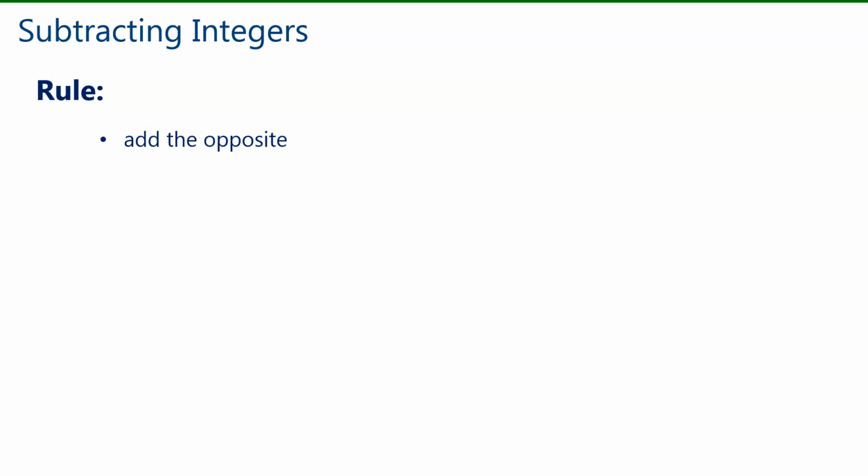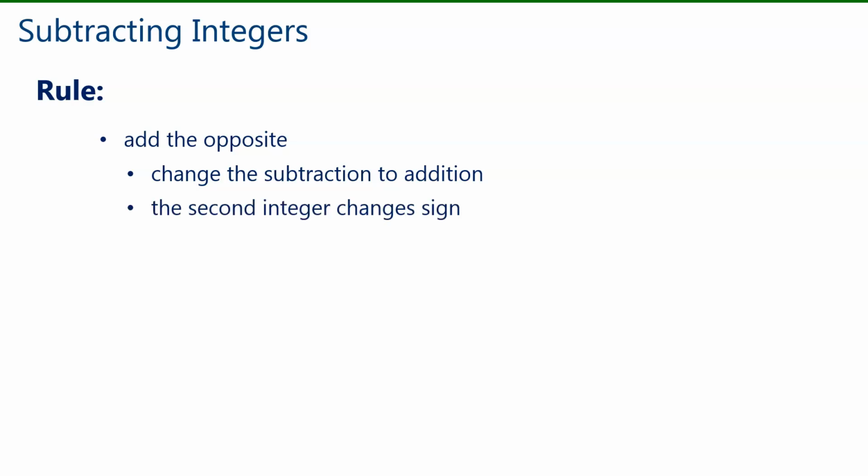So what does that mean? Well, we'll change the subtraction sign to an addition sign. Then we'll also change the sign of the second integer. Note that we don't change the first integer at all. The first integer stays the same.